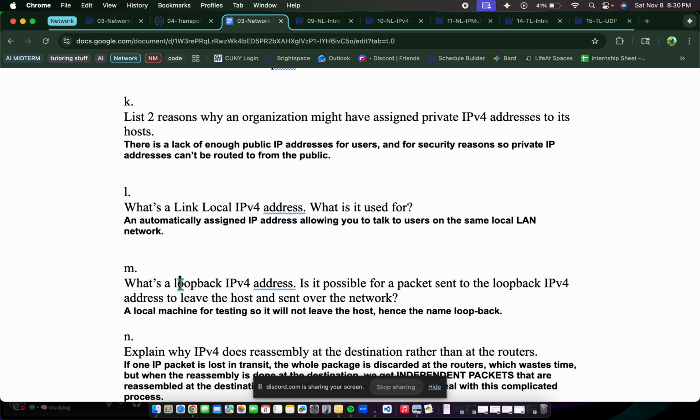Okay, then we have a loopback IPv4 address. This one is meant for testing purposes. It loops back to the user, to the host. Because of that, is it possible for a packet to leave the host? This is a big no, because this is local only on the host, right? Hence the name loopback. Anything that you send just loops back to your host, so you will not have any packets leaving the host and being sent to the network.